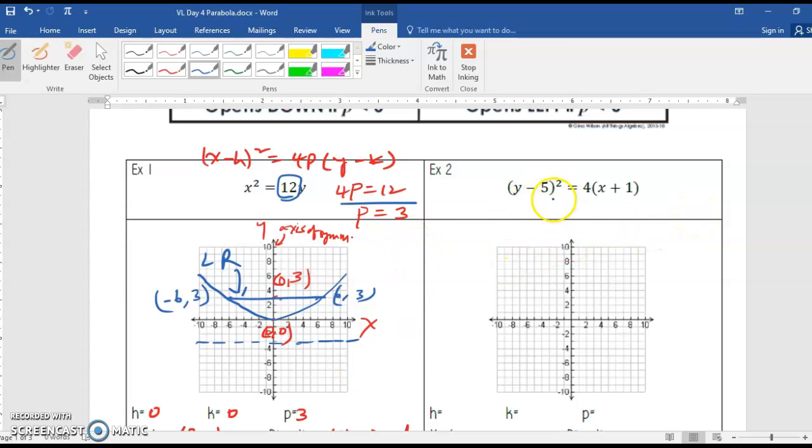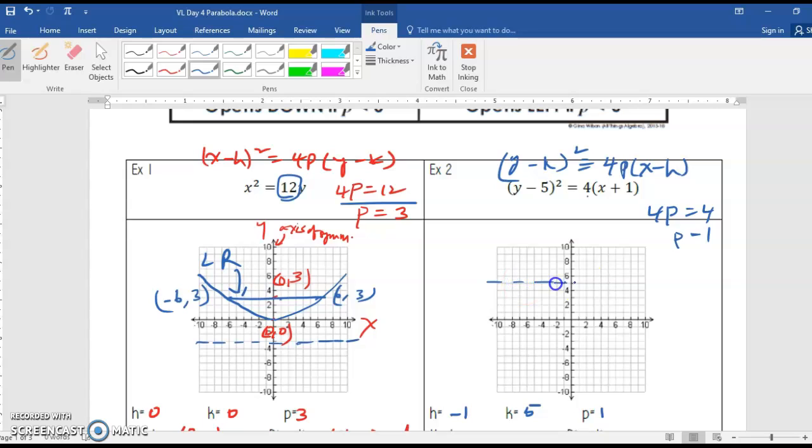Y minus 5 squared equals 4 times x plus 1. So be careful here. The h, the x-coordinate of the vertex, is here. So this is compared with this standard form, 4p times x minus h, which means that h is -1 and k is positive 5. 4p is 4, which means p is 1. So the focal distance is 1. And -1, 5 is here.